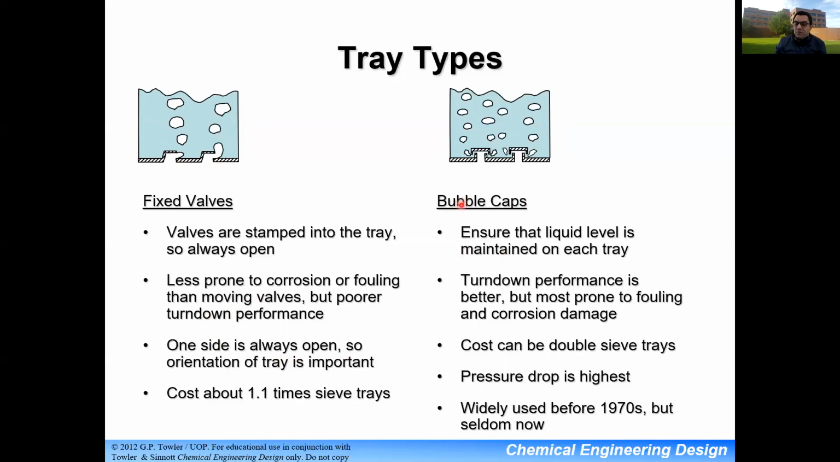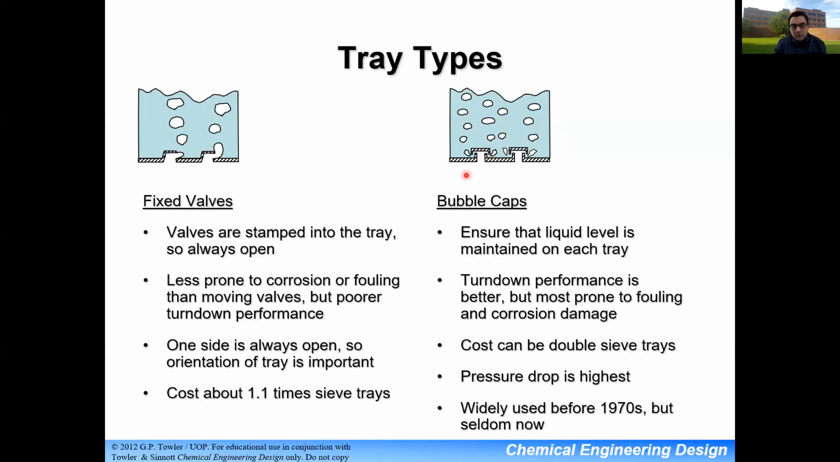Let's move on. Last one is bubble cap. And again, this bubble cap is very similar to the valve trays and ensures that the liquid level is maintained in each tray. It has better turn down performance. Cost can be double that of the sieve tray. Pressure drop is much higher because in a bubble cap, if you look closer at the design here, let's call it your sieve has a cap on it, right? So the gas moves up, it hits the top of this cap, and then it flows downwards, and then it leaves upwards, right? And this fully prevents any weeping, right? Hydrodynamically, it's very hard to have any weeping.